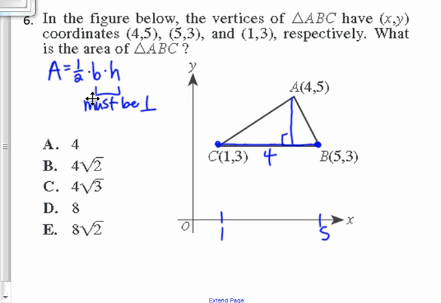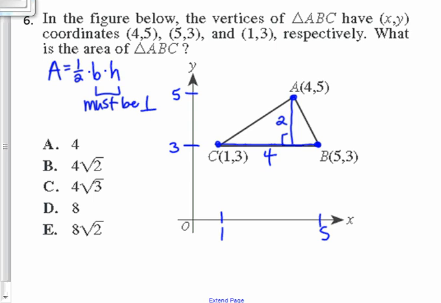I'm going to do a similar idea with the y-axis. We can see point C and point B are both at the y value of 3. So 3 on the y-axis must be right there. If we look up here, point A is at 5 in terms of the y-coordinate. So this must be 5 on the y-axis. The change in y from 3 to 5 is 2 units. So the height is going to be 2.